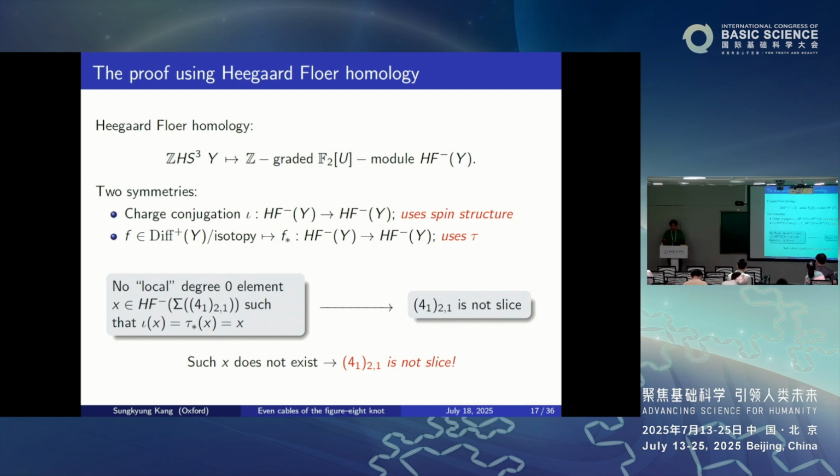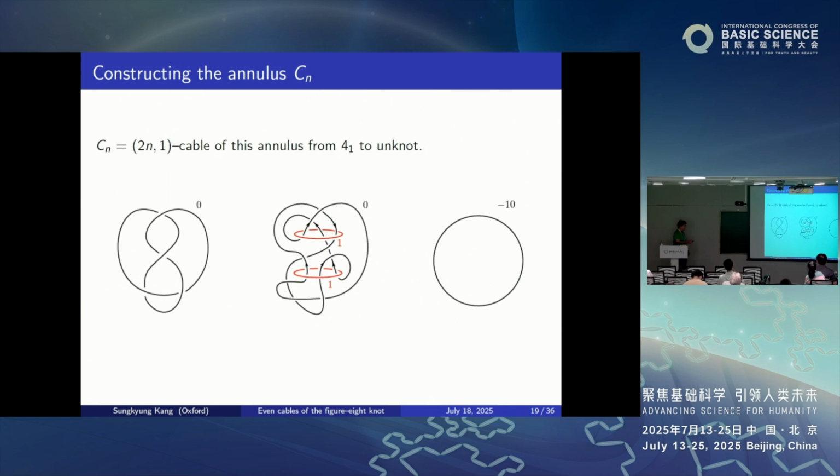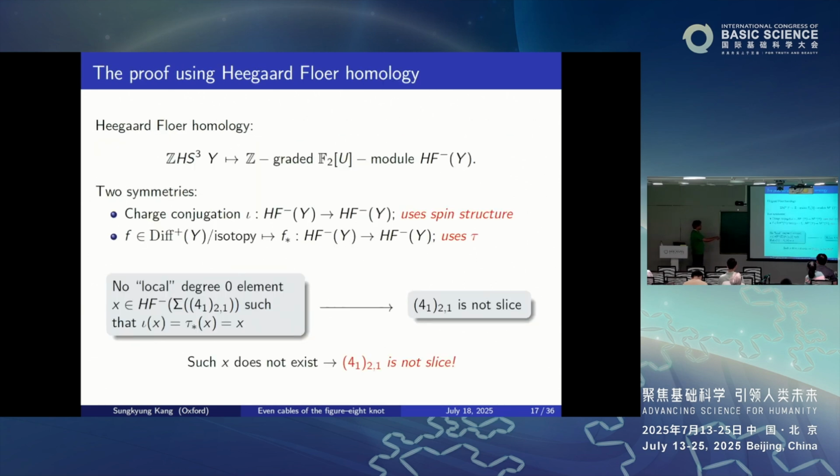Okay. Of course, the story is not over because this is a bad strategy. The upside of this is that it has a very nice flexibility. Here, we only discuss the figure 8, but even if it's not the figure 8, for some other knots, this process is very computable. In fact, it is not written anywhere, but what is true is that for half of all possible knots which are torsion in the knot concordance group, you can do the same thing and prove that the 2-1 cable is not slice.